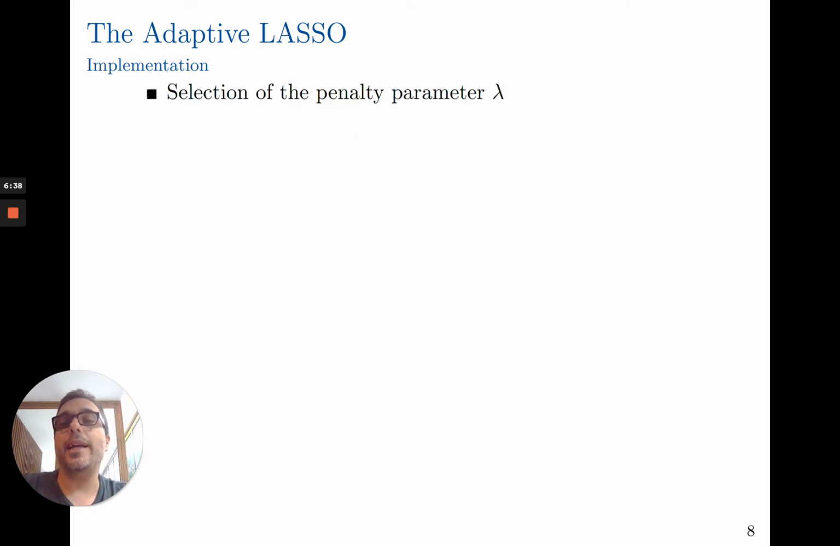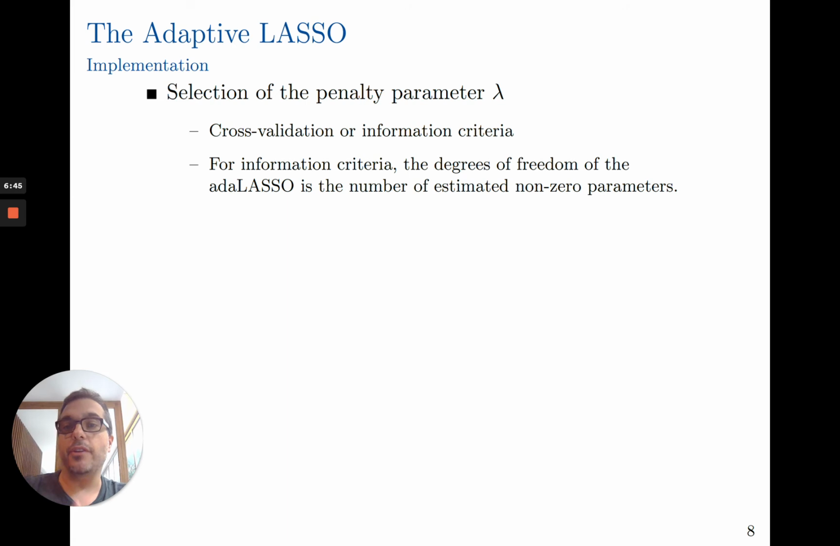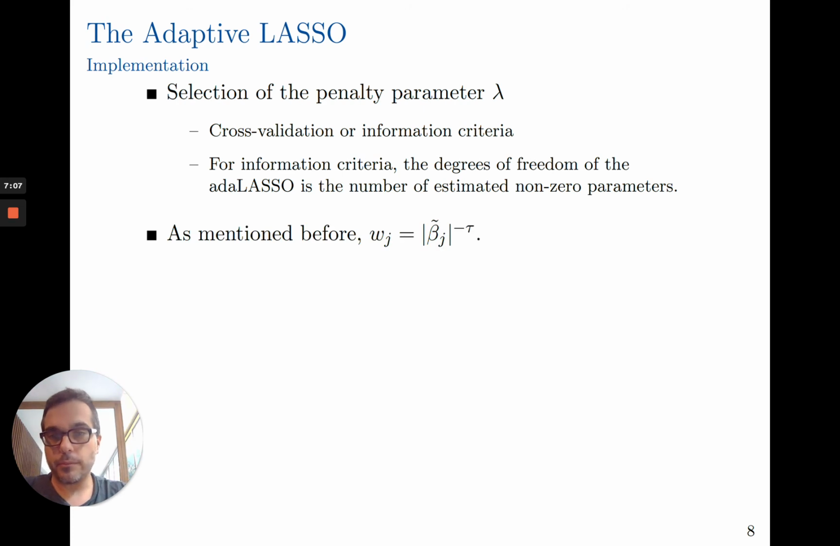Okay, so how do we select the penalty parameter? We can use cross-validation, information criteria, pick your favorite. For information criteria, the degrees of freedom of the adaptive lasso is exactly the same as in the lasso: the number of non-zero parameters. So just count the non-zero parameters, and this will be the number of effective coefficients, and this will be the degrees of freedom, okay?